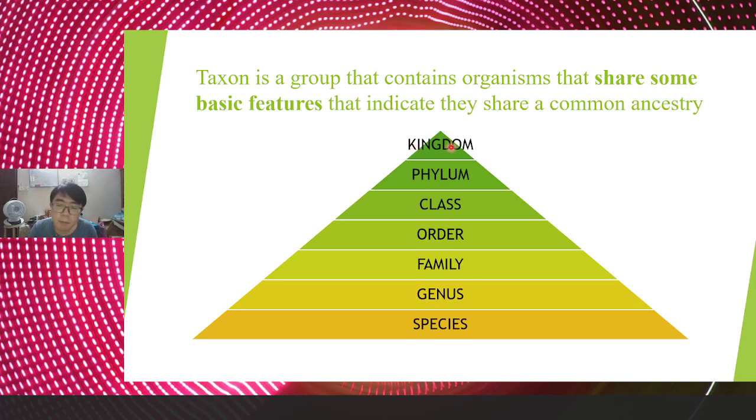So the kingdom has the characteristics that all have. Phylum has the characteristic of the kingdom. Class also has the characteristic of the kingdom, and then class also has the characteristic of the phylum. So kingdom has the characteristic of all organisms, phylum has the characteristic under all of these. This you have to know. So this is a taxon group. So kingdom, phylum, class, order, family, genus, species.